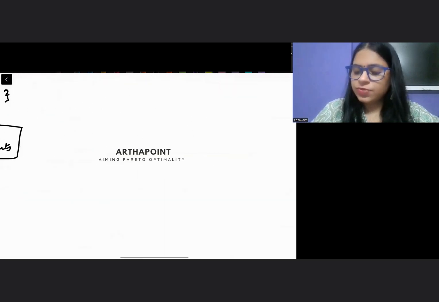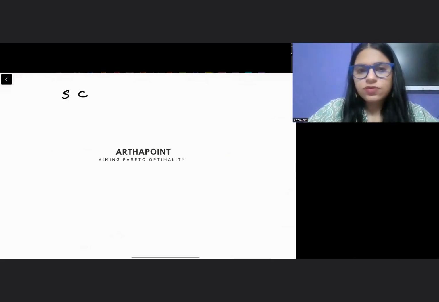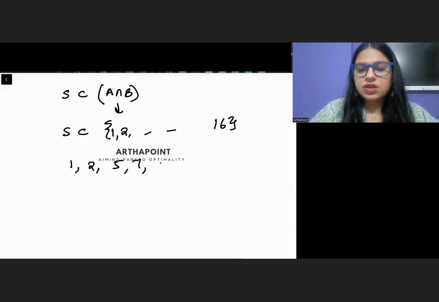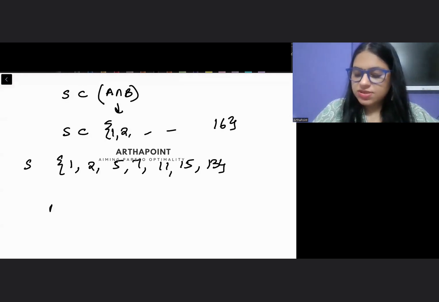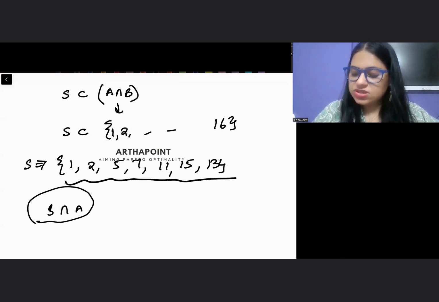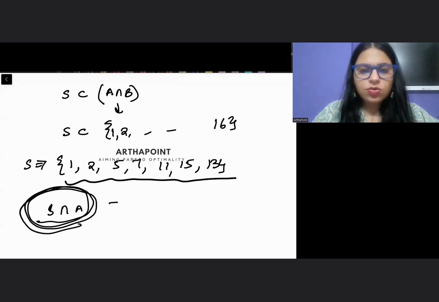So look at this a little. So S is a subset of A union B, right? So A union B was from 1, 2 till 16. Now if I create any subset, say the subset I created comes out to be 1, 2, 5, 7, 11, 15 and 13. Such a subset got created. So this is my subset. Some elements are coming from A and some are coming from B. So if I were to do its intersection with A, which elements will I get back? Only the elements of A.